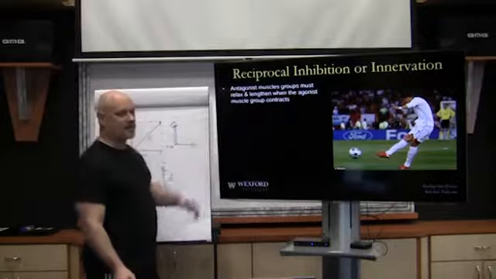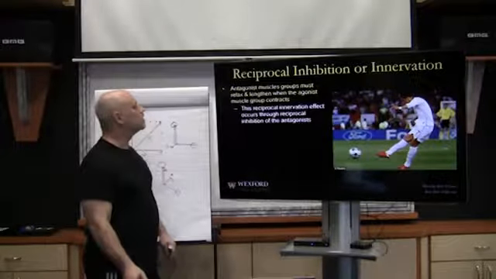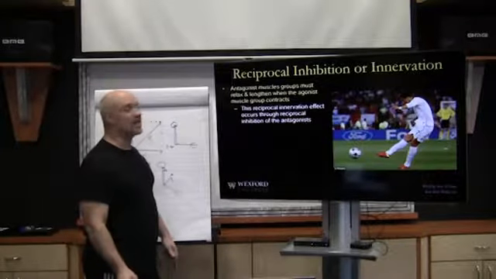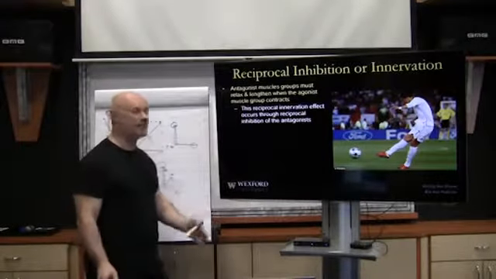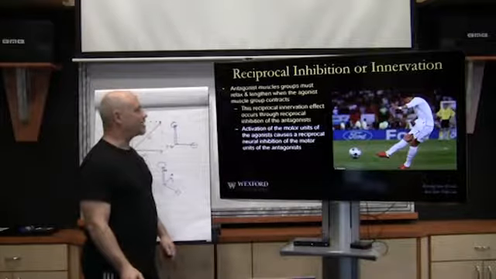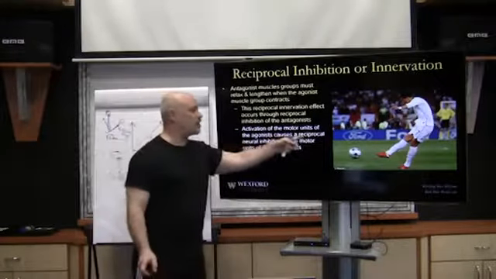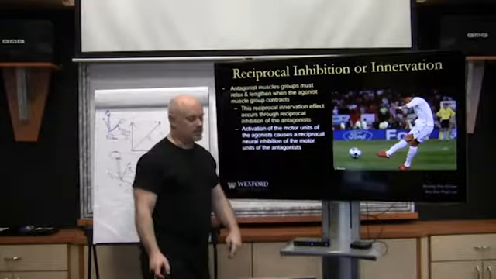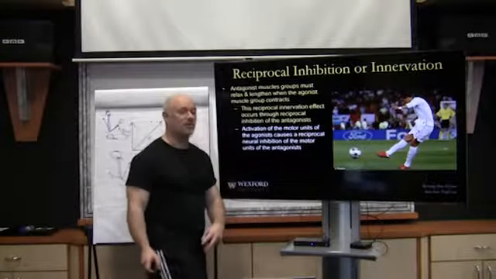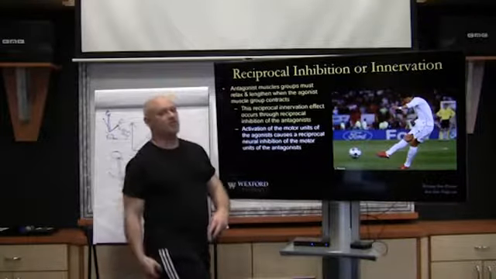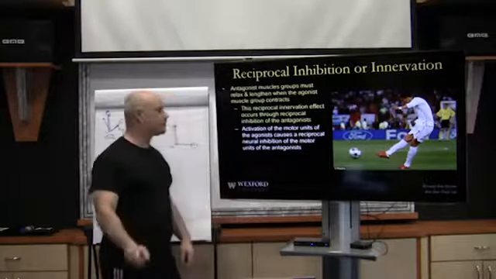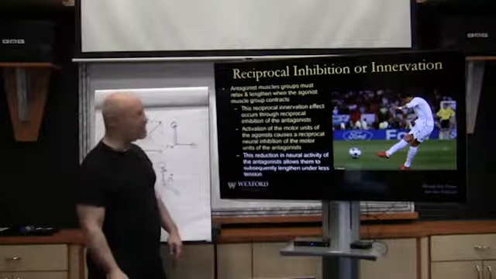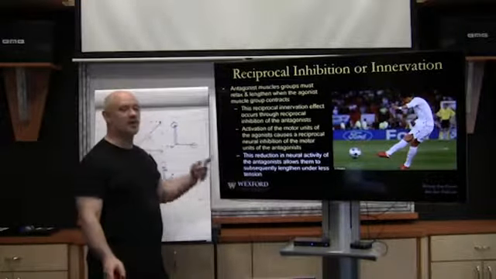Like I said, the antagonistic muscles will, what they call reciprocal innervation, occurs through reciprocal inhibition of the antagonist. They shut off. The activation of the motor units of the agonist creates a reciprocal neural inhibition of the motor units on the antagonist. So as this side, the anterior side, is trying to contract, it sends a signal to shut off the antagonist. Reduction of neural activity of the antagonist allows them to subsequently lengthen under less tension.